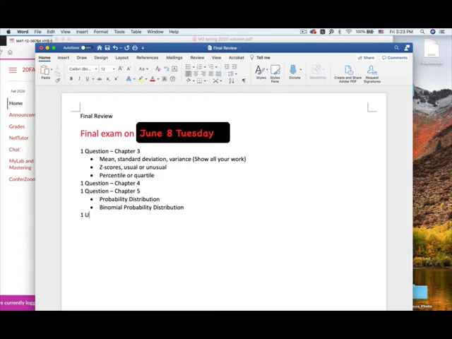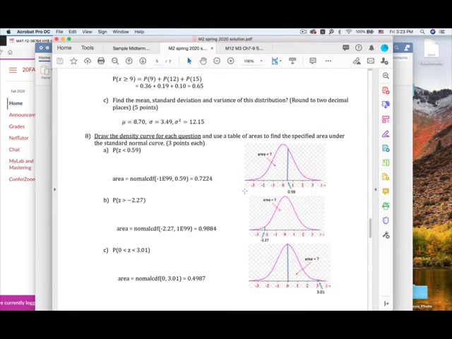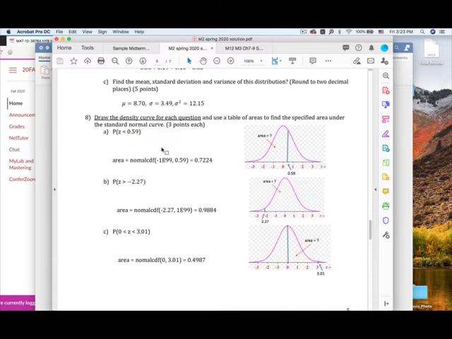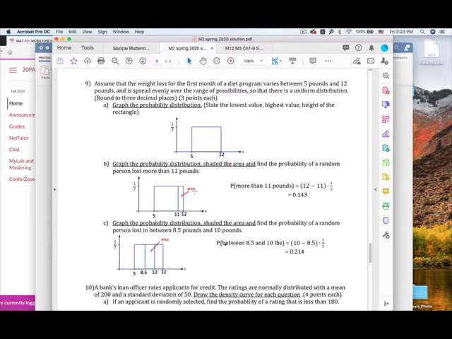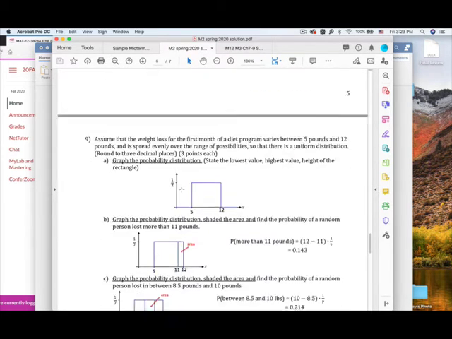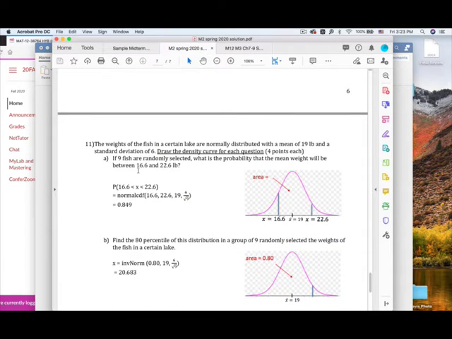And you will have one question from chapter 6. Review the sample midterm for chapter 6 or the midterm 2 for chapter 6. You may have a similar question like number 8, number 9, the uniform distribution or normal distribution, or number 10 and 11. Okay, similar questions are like that.